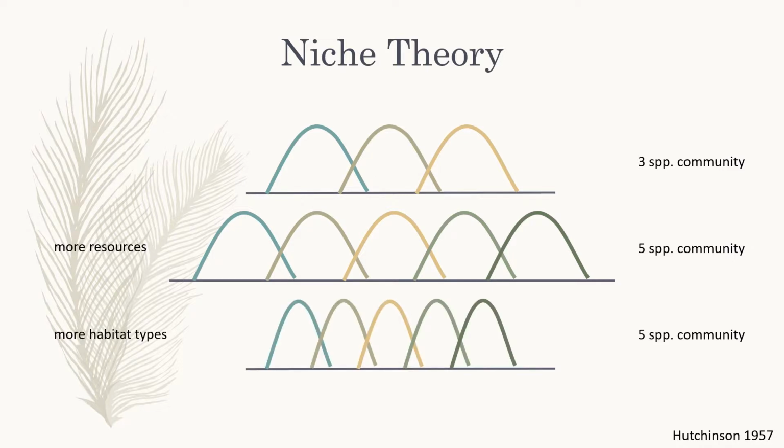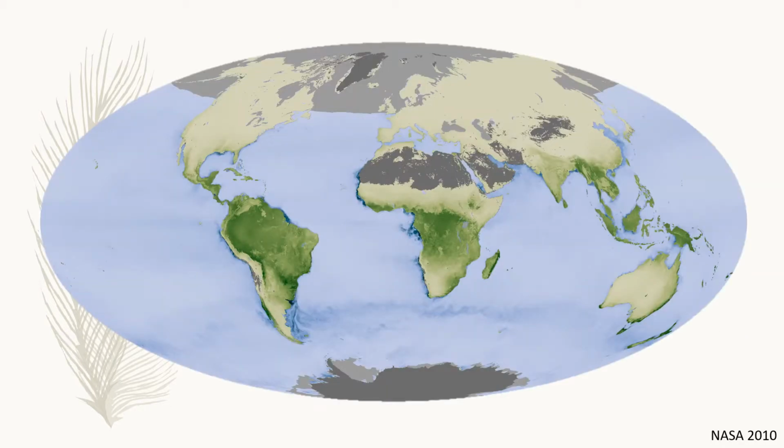Another way to increase the number of species in an area is to increase the number of habitat types for each of those species to occupy. So the amount of resources doesn't change, but the specialization of those resources changes. So each species is capable of using a smaller variety of those resources. What does that mean for Tanzania?